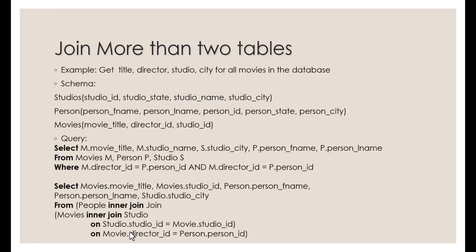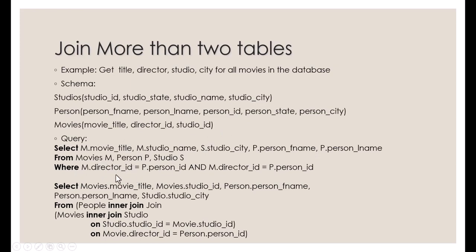Okay, we can also join more than 2 tables. Here we are joining 3 tables, and because we are going to be mentioning these a lot, instead of writing movies.movie_title, movies.studio_ID, studio.studio_city, just to make it short, they used a rename operator: movies M, person P, studio S. This is optional, but if you have a long query and you're going to be mentioning these tables a lot, it's a good idea to save you some writing and some time.